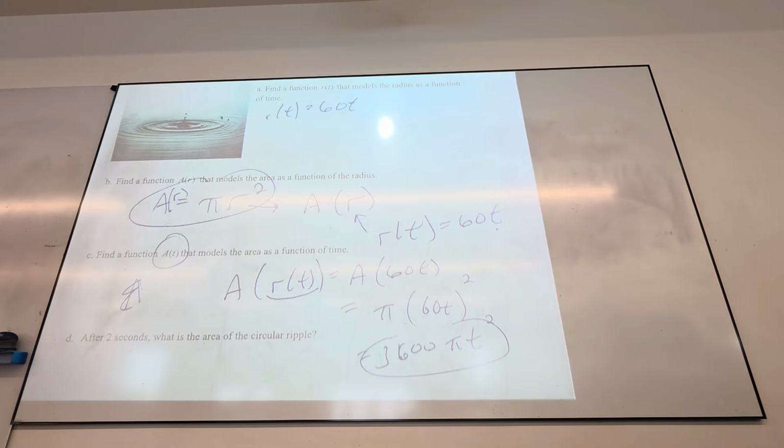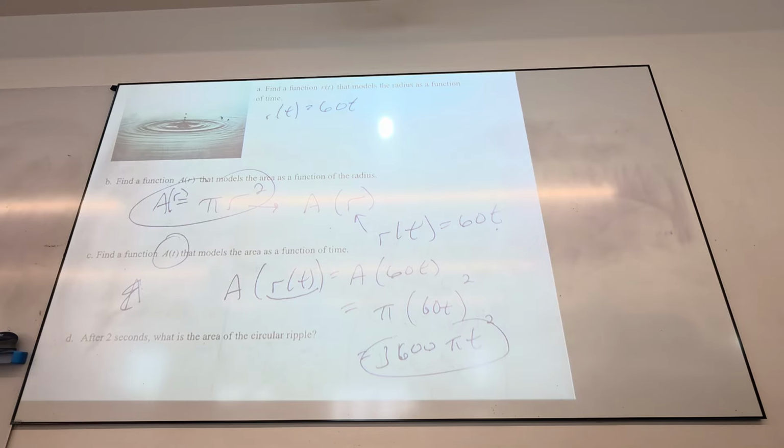Pi times radius squared. But what did we just say? The radius is 60t. So I just plug a 60t in, and I get a function, area as a function of time, directly. So do I have to know the radius to get the area of this circle? No, I just have to know how much time has gone by since I threw that stone in.